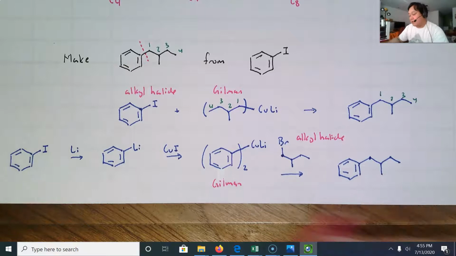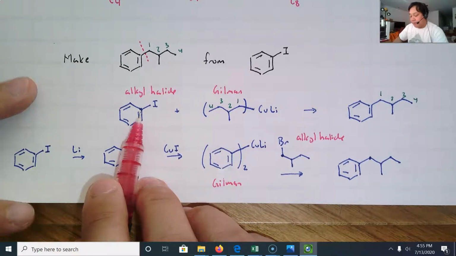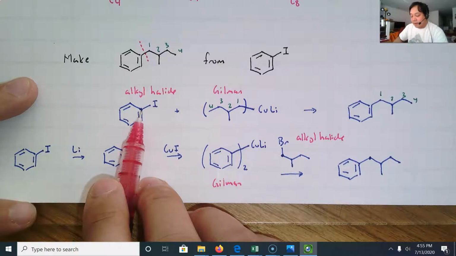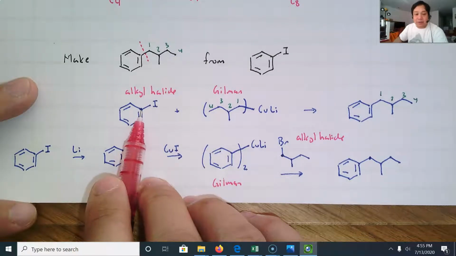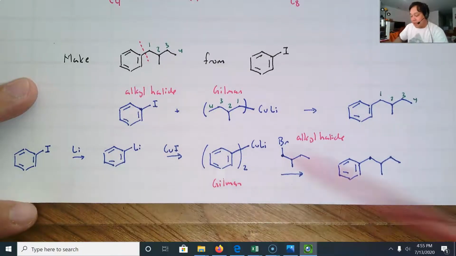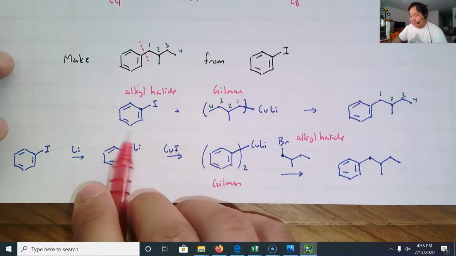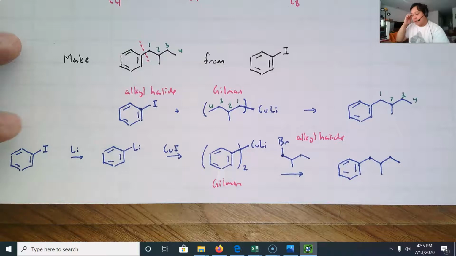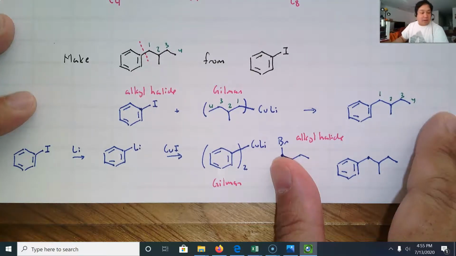Again, I just want to emphasize it's awesome that you could put stuff onto a benzene ring. Typically this is very unreactive. You don't normally substitute at this sp2 carbon, but the Gilman reagent can, and now we could alkylate. We could alkylate benzene rings using this method. Very interesting synthesis.